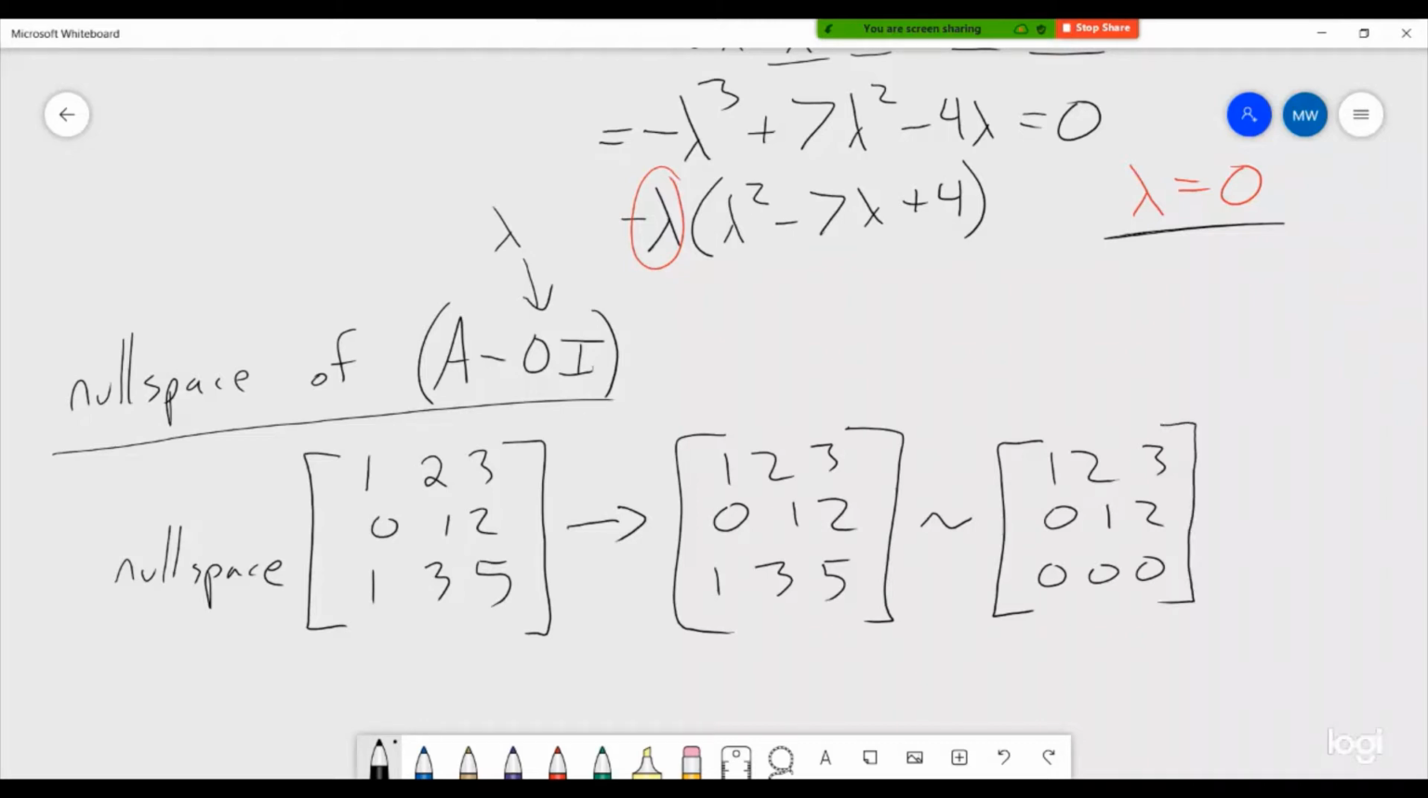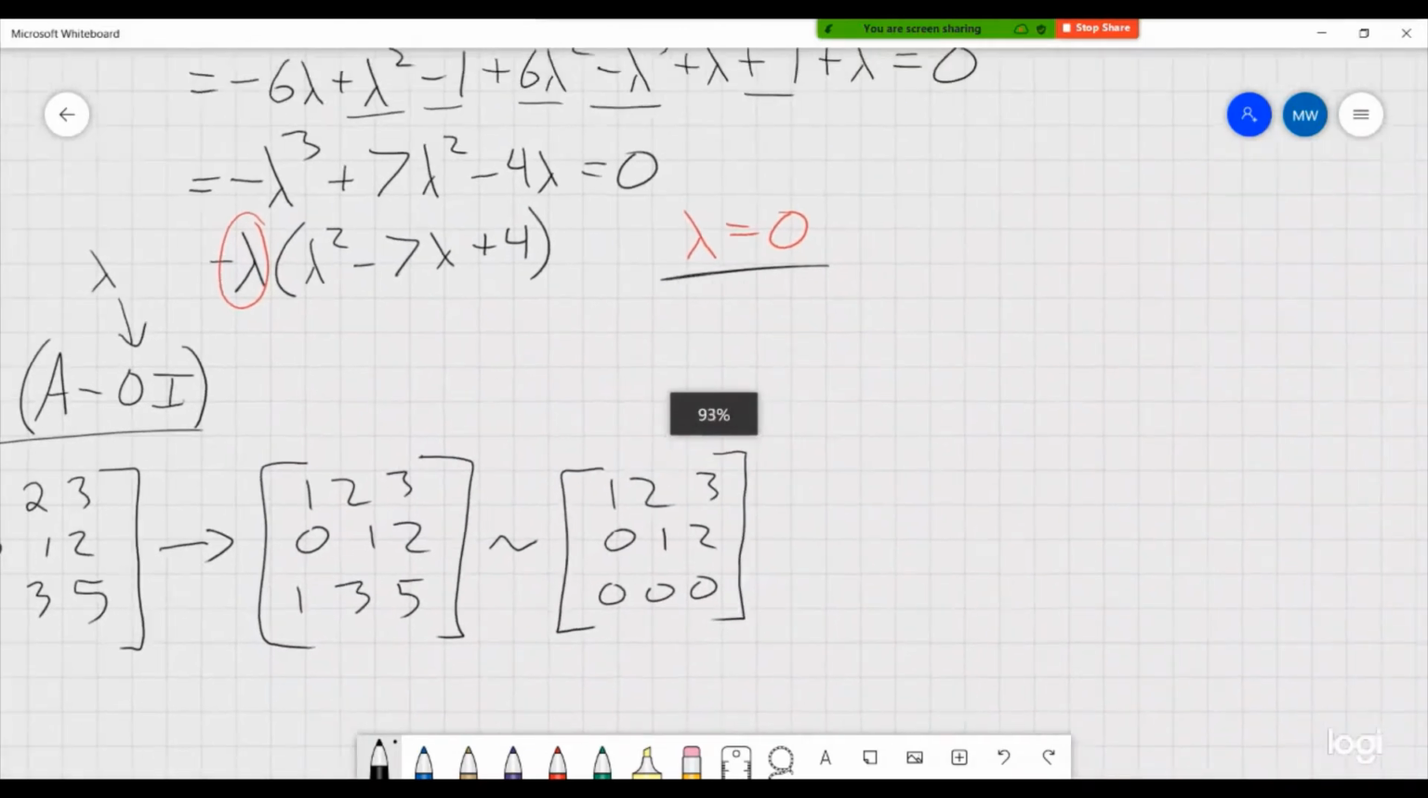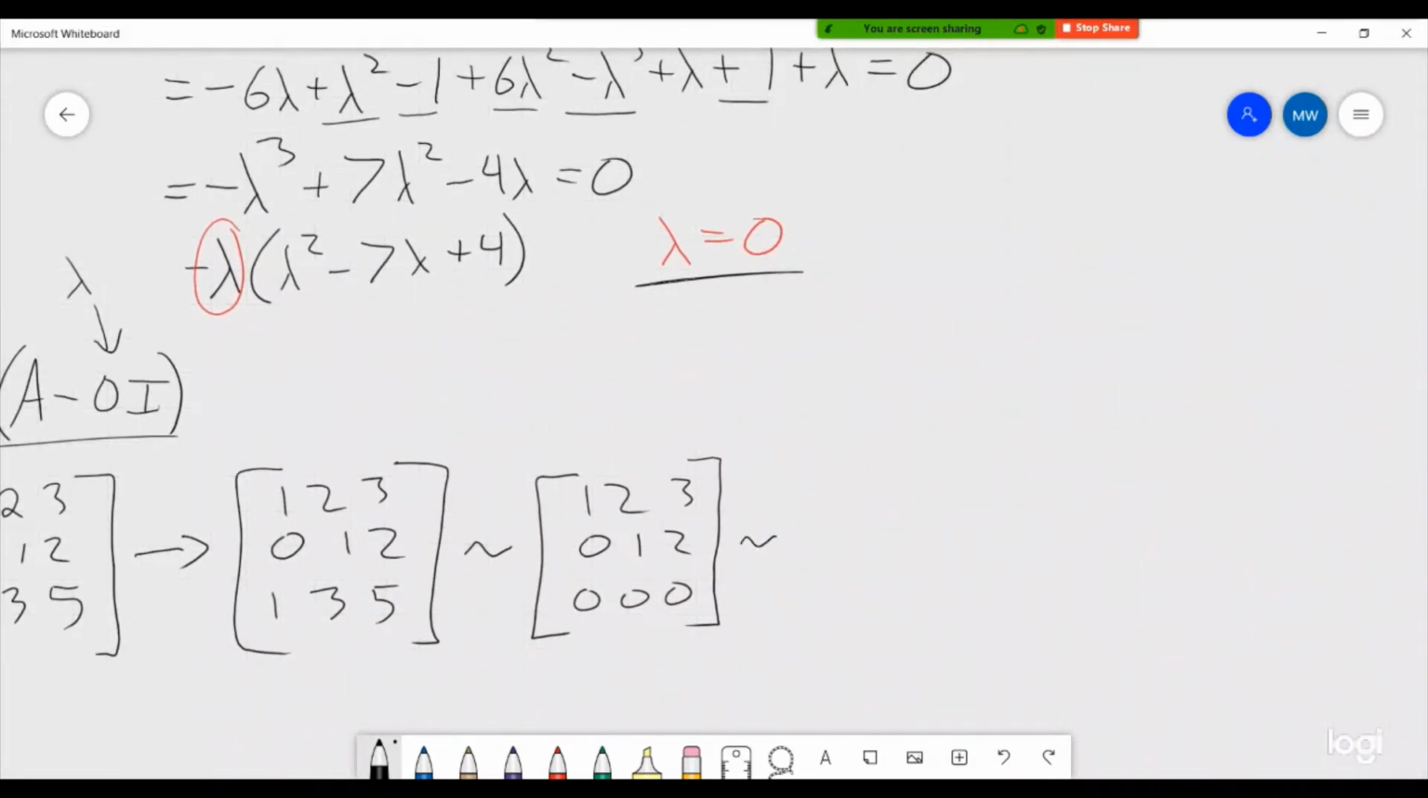And we could continue on with this and move it all the way into reduced echelon form if we wanted. So we'd get 1, 0, then 3 minus 4 is a negative 1, 0, 1, 2, 0, 0, 0. So we are looking for the null space of this last matrix because the null space of row-reduced matrices stays the same. It doesn't matter what row operations you do, the null space stays the same.